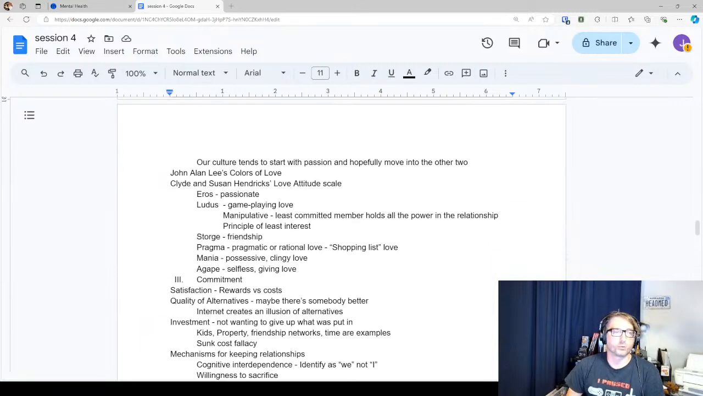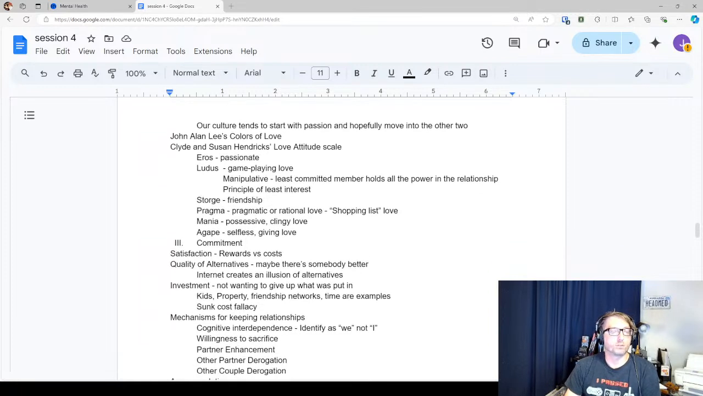He mentioned that our culture tends to start with passionate love, and then we kind of just hope for the other two to show up. According to me, I think it's better to at least start thinking about commitment early, but that's just me.